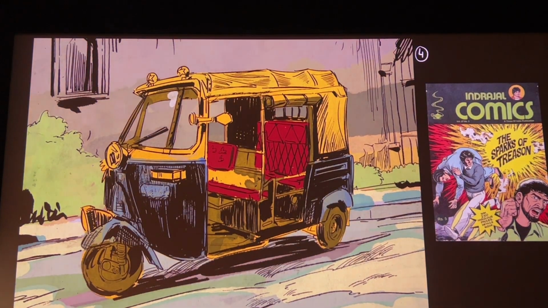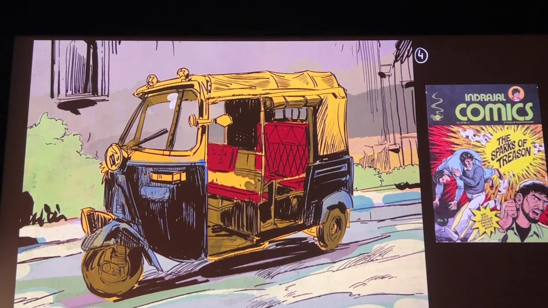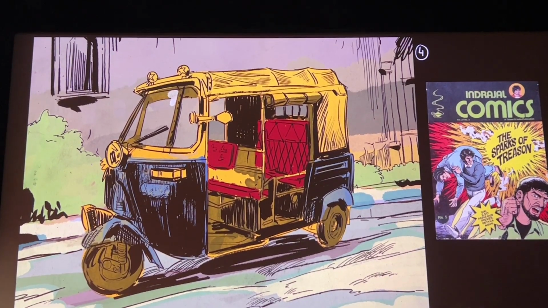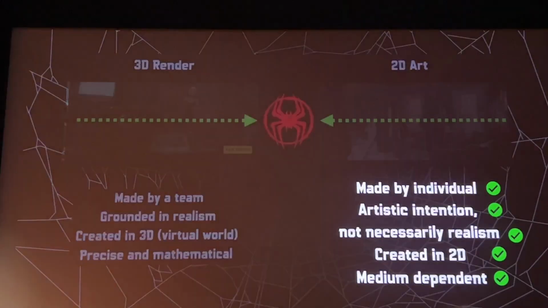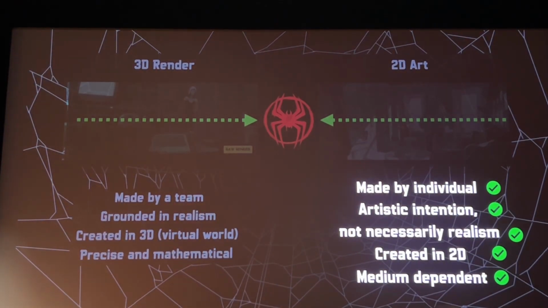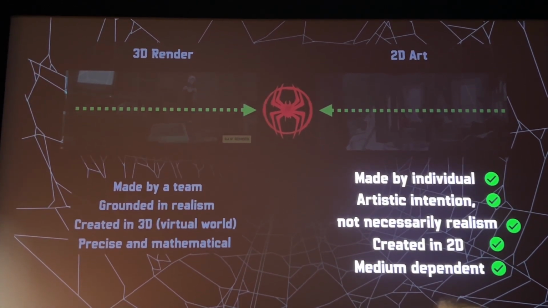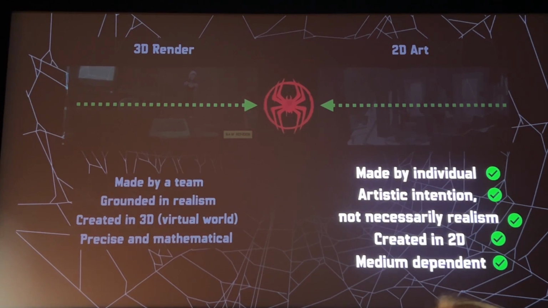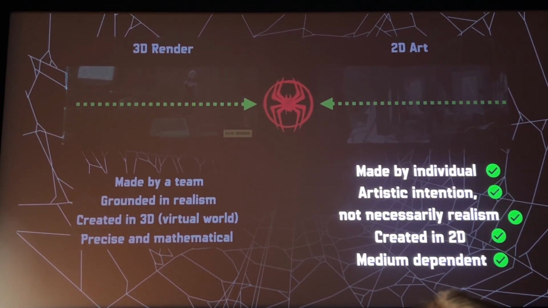The other really important part about our tool set was line work. So line work, like I mentioned before, particularly in India world, was huge. The reason line work is such an important part of the show is because it hits all those really important 2D properties that I described, right? It's made by an individual, it has artistic intention, it's created in 2D, and it's medium dependent in that it's ink on paper.